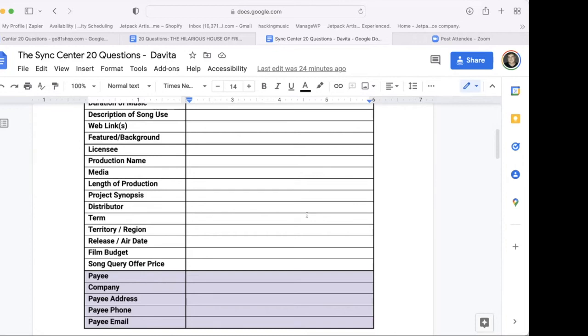That's why it matters: is it 3 minutes or is it 30 seconds? Well, if it's 30 seconds, we're going to offer a smaller amount. So that's why this 20 questions document is so core to starting the project right, ending the project right.